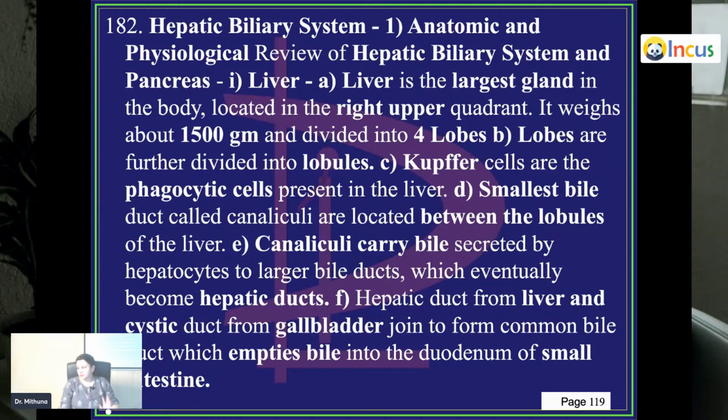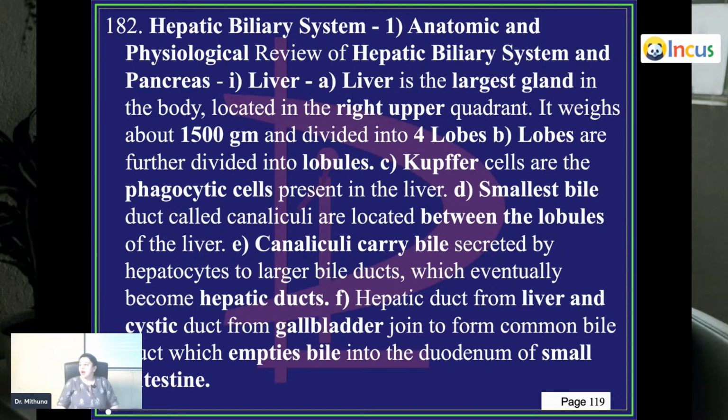Hepatic biliary system. I'll just read this paragraph and then I'll show you a picture. So in the hepatic biliary system you have an anatomic and physiological review here. First, what does hepatic biliary system mean to you? Hepatic means liver involvement. Biliary means the gallbladder, the bile duct, the cystic duct. Okay, that is what is involved.